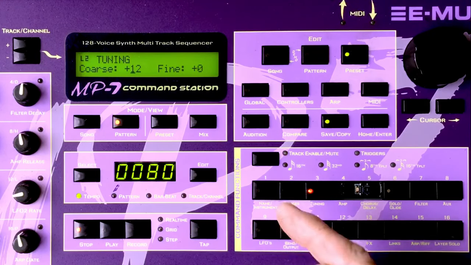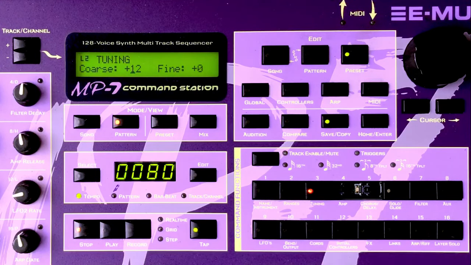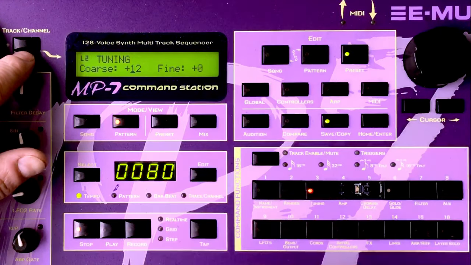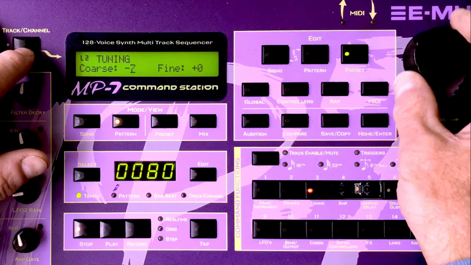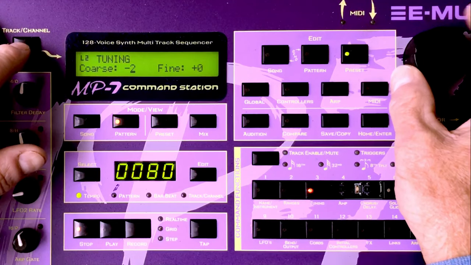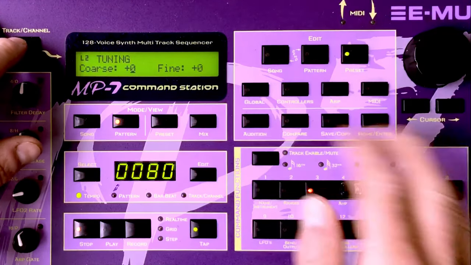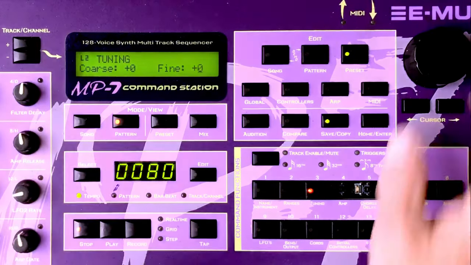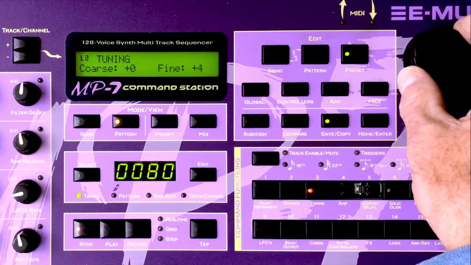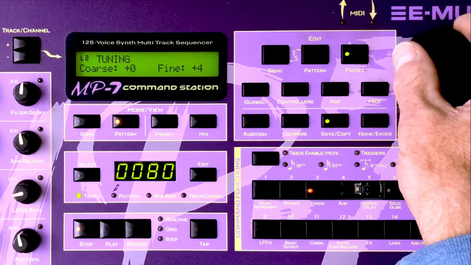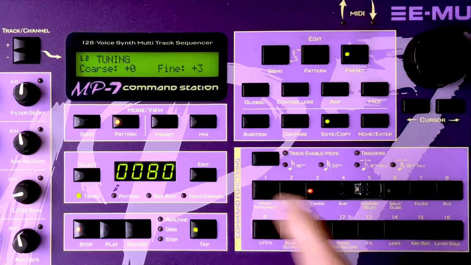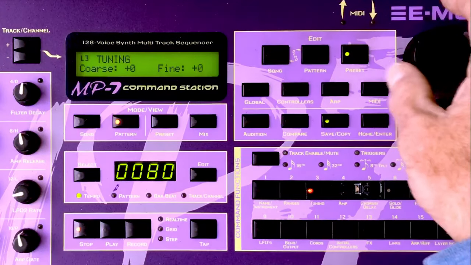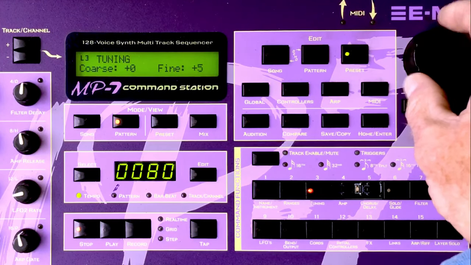So that's up by 12 semitones. So you can do it that way, and you can do that for every layer, or we can make a more subtle adjustment on the fine tuning. So if I leave that down at 3, layer 3, we can take up to 6.